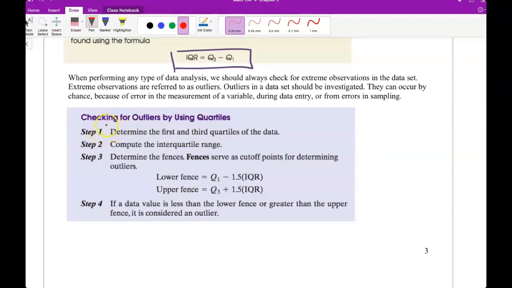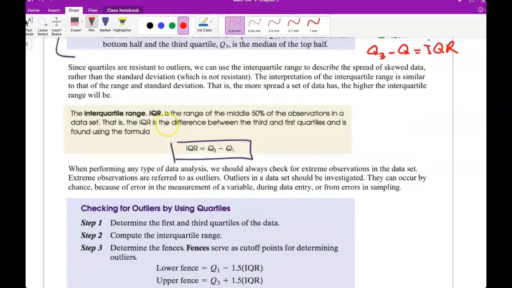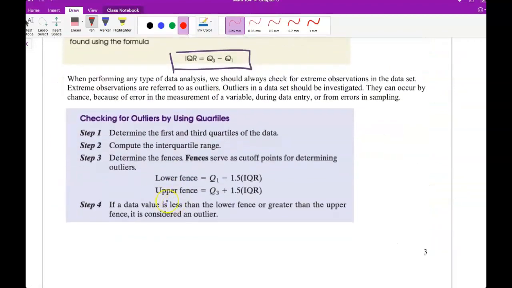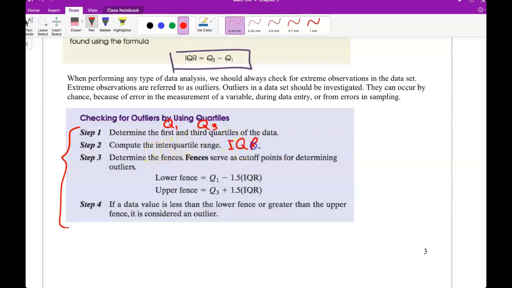Next step, here on the spot we want to find outliers. We worked on quartile, inner quartile, now outliers. Steps. First one, determine what Q1 and Q3 is. So we should find these two. Then after that, find inner quartile range.